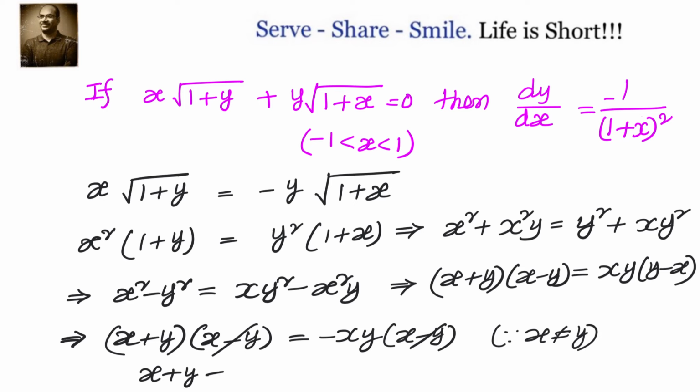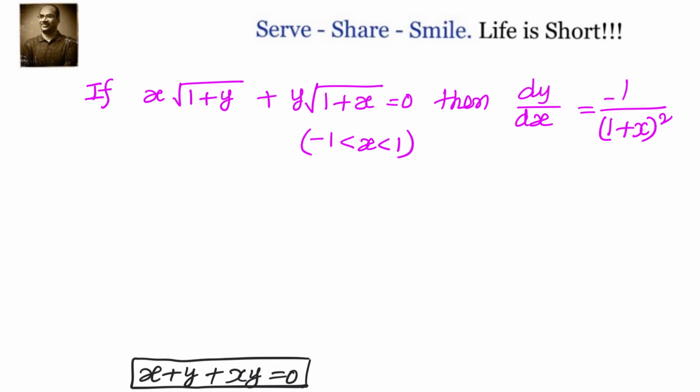Because x is not equal to y. If x equals y, then dy/dx is 1. But what we need to prove is -1/(1+x)². So let us take this equation now. This is going to help us to solve the problem. That is x + y + xy = 0.